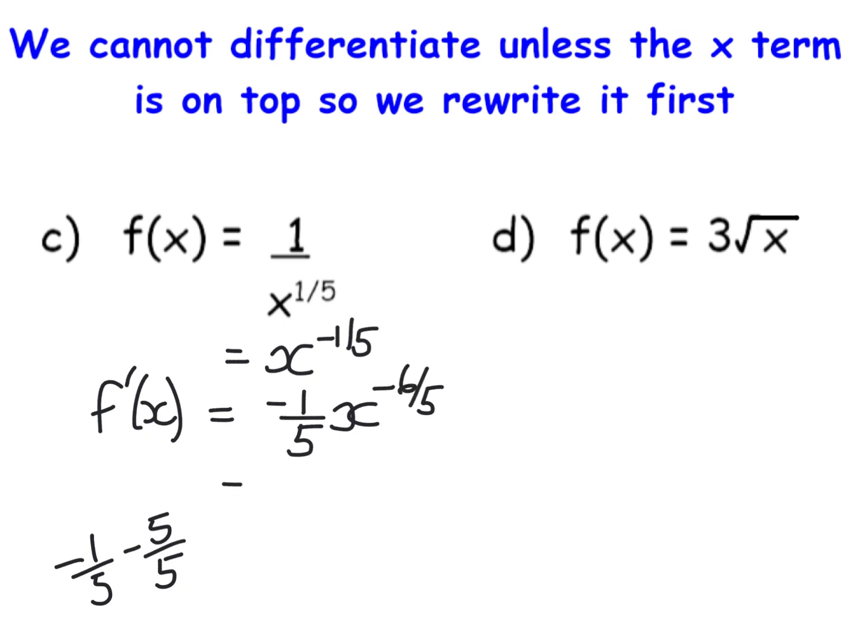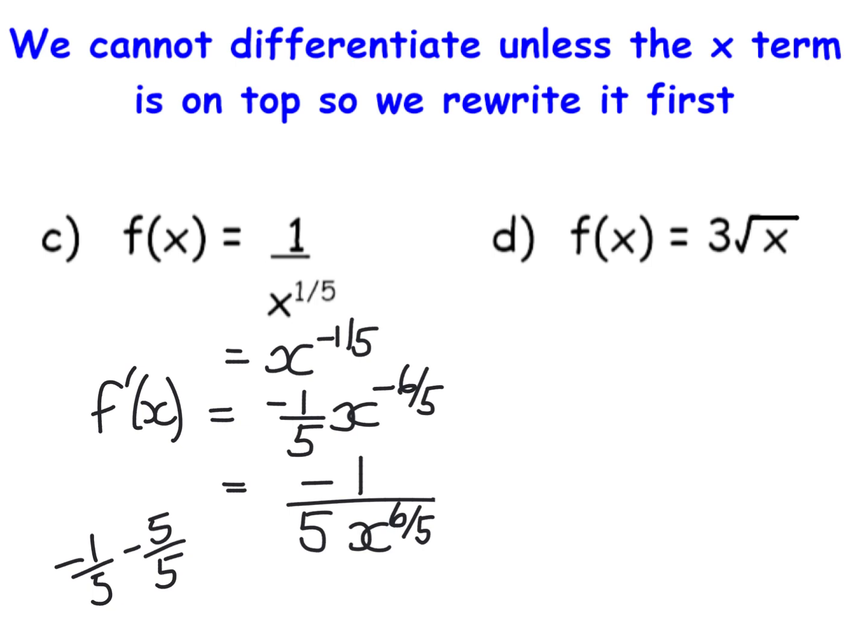And then to write that using positive powers, well, the minus 1 stays on top. The 5 goes down below along with the x. And I'm just going to leave this one as 6/5 because it's very unlikely you would have to plug that one in to something like that. If you did, though, it would be the 5th root of x to the power 6.